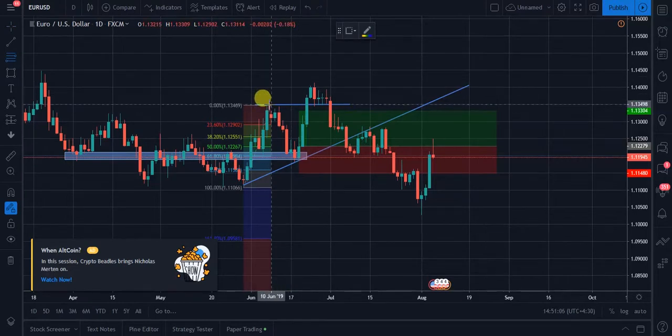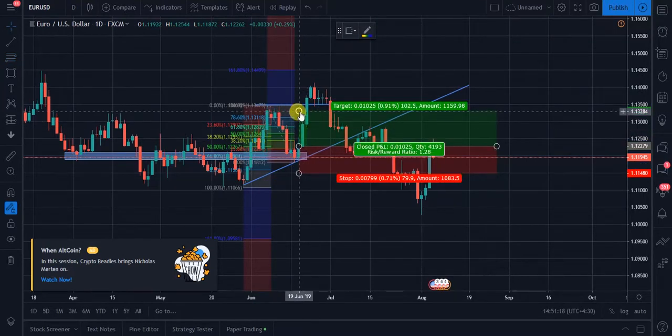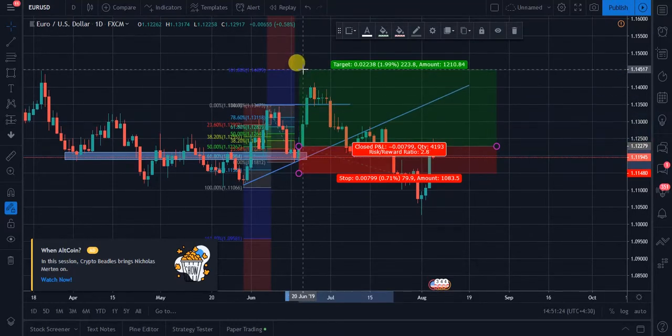So from high to low, the Fibonacci extension, we can also, this is our next level. So yeah, we can choose this as our first take profit, and this is our second take profit.